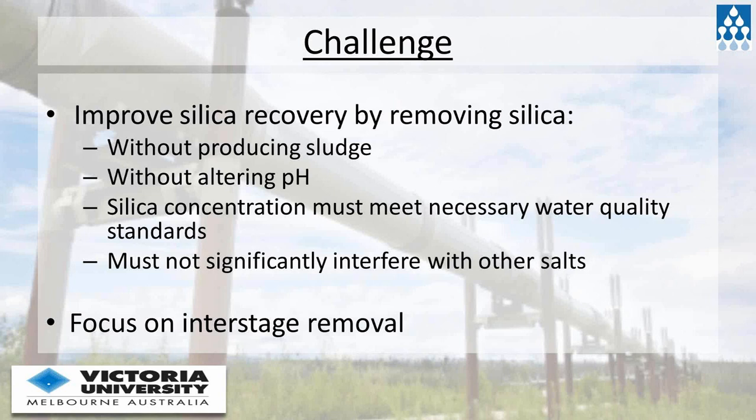There was ultimately also a focus towards an interstage removal technique. The reason for this is that the plant was basically half built. The first stage of desalination was already in place. So either we try and modify that process or we just whack something on the end. Whacking something on the end looked like the most appropriate option. However, having said that, we did have a look at all the different techniques that were available.